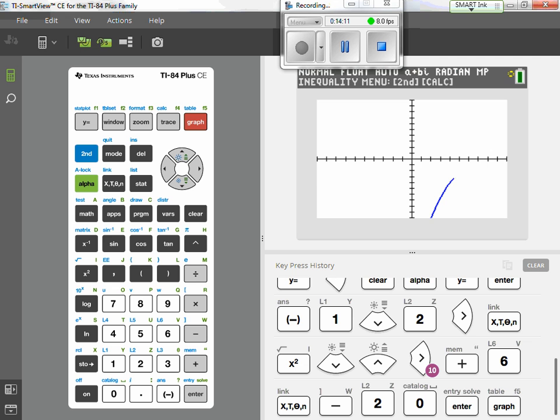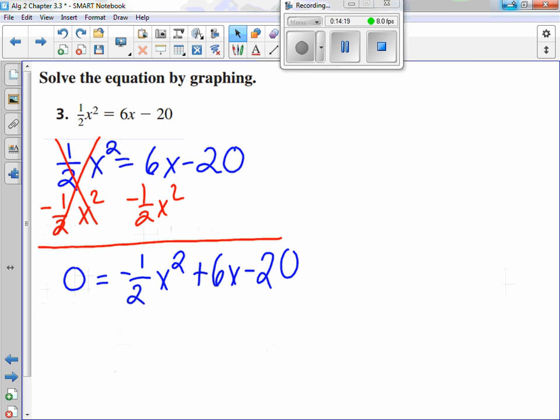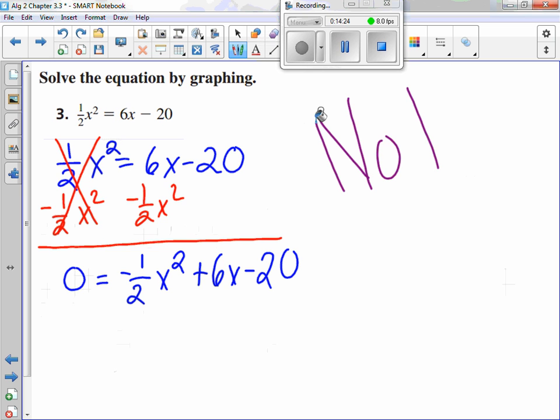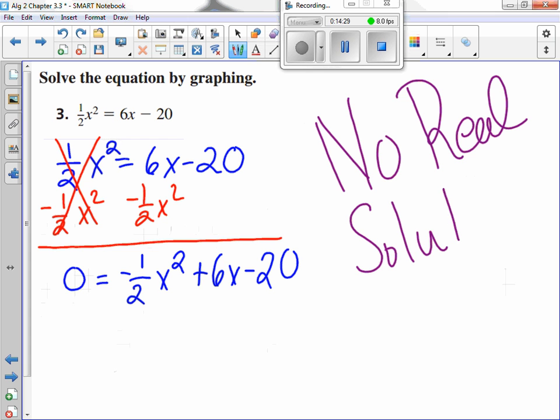So where does this cross the x-axis? It doesn't cross. So since it doesn't cross, do we have any x-intercepts? No. So what does that mean the answer for this here is? No what? No real solutions. So what that means is there is a solution, it's just not a real solution.